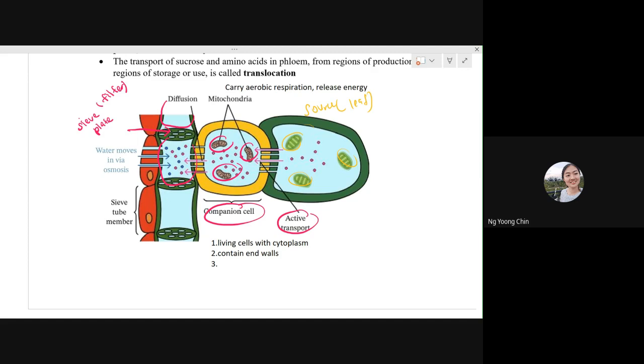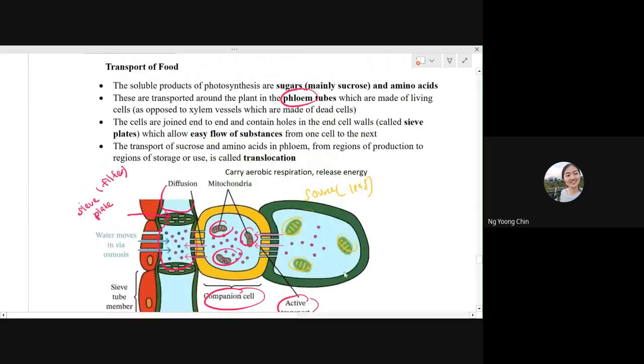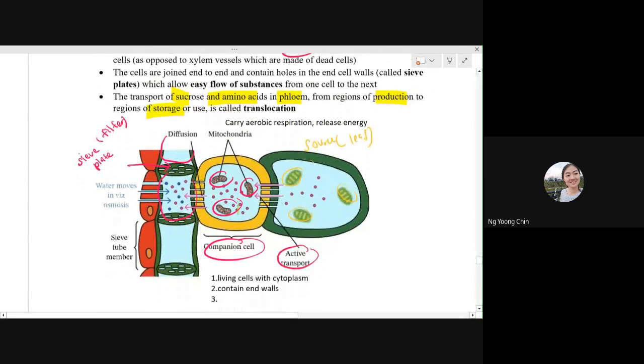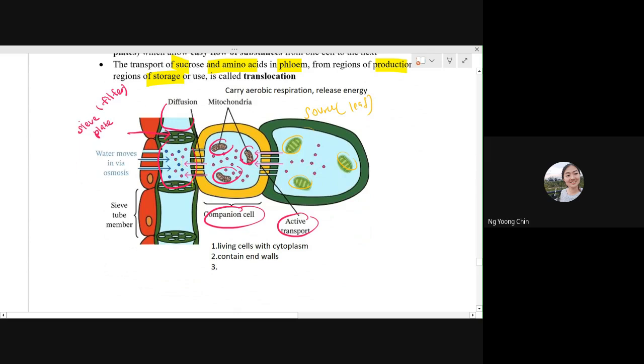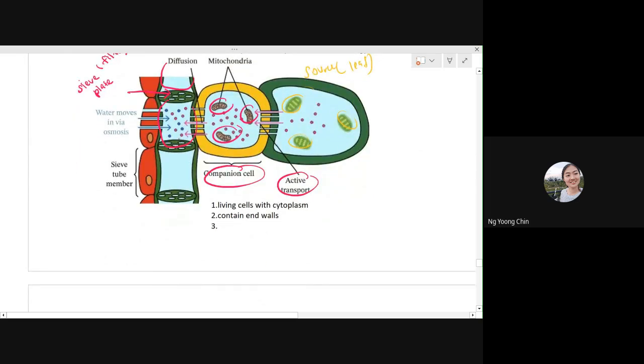So what is meant by translocation? Translocation is the transport of sucrose and amino acids in the phloem from the region of production to the storage or use. The region of production is referred to as the source. Storage or use is referred to as the sink. They will transport substances from the source and enter into the sink. Usually the sink is something like a storage tuber or the roots of the plant.